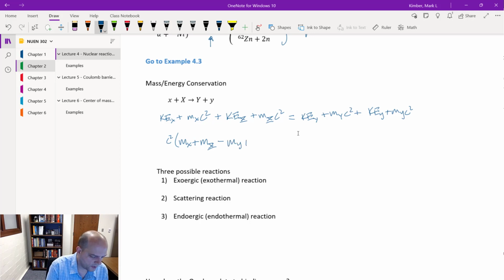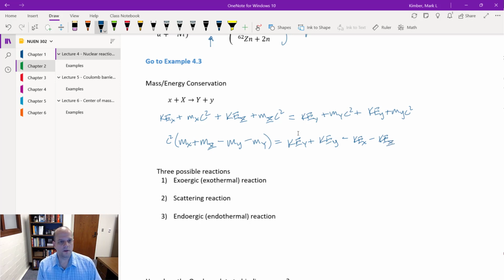I've got my plus or minus my, minus the heavy one. That's on my left-hand side, and I'll move everything over to the right-hand side with kinetic energy that I need to. And so this will be my product kinetic energies minus my reactant kinetic energies. And so we've got nothing but mass on one side, and nothing but kinetic energy on the other side.